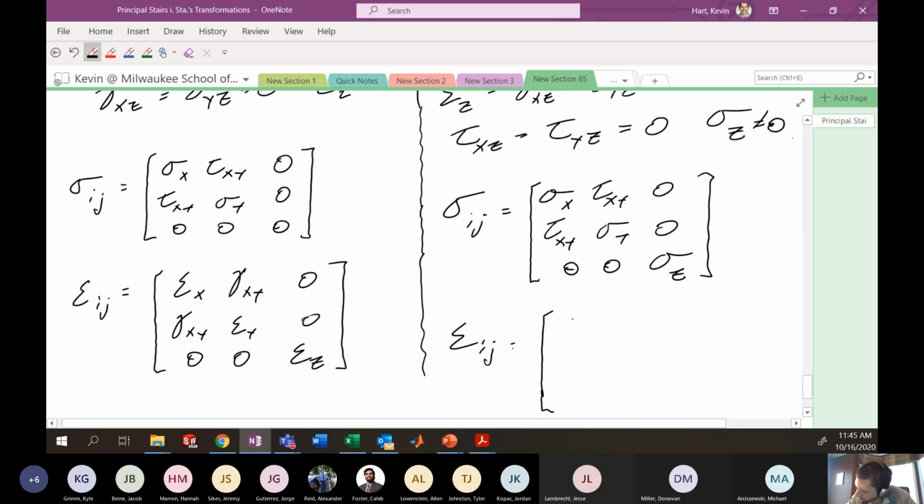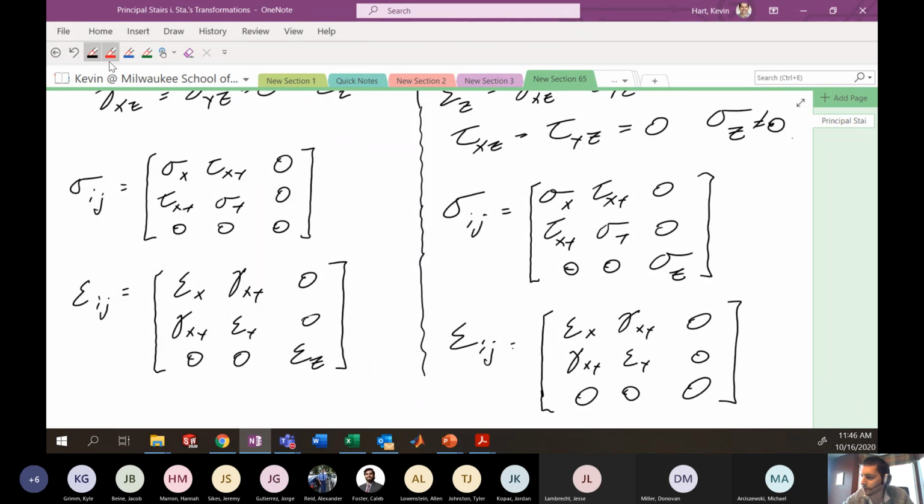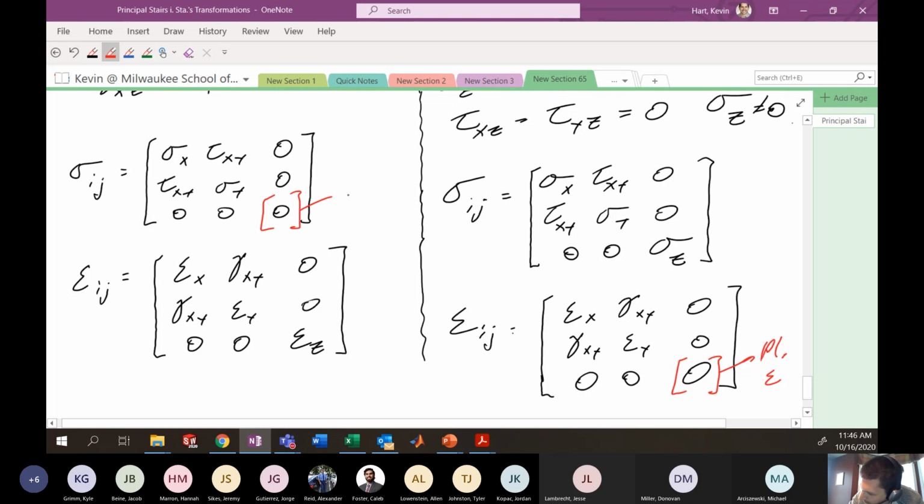In our strain matrix, we'll have strain in X, shear strain XY. And then no epsilon z if we're in plane strain. Plane strain. Here my zero occurs. Here for plane stress. Those are the key differences between plane stress and plane strain. Spent the whole dang lecture on it. So now I hope it's burned in. I hope you sort of understand the differences now.